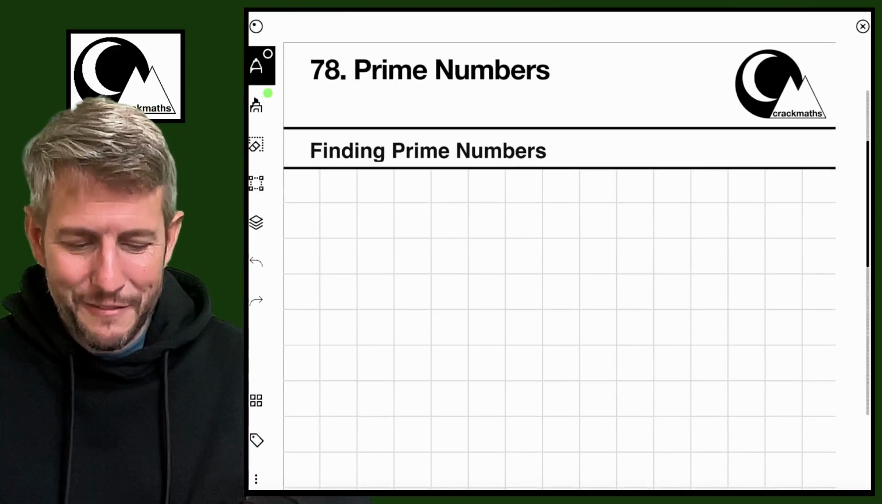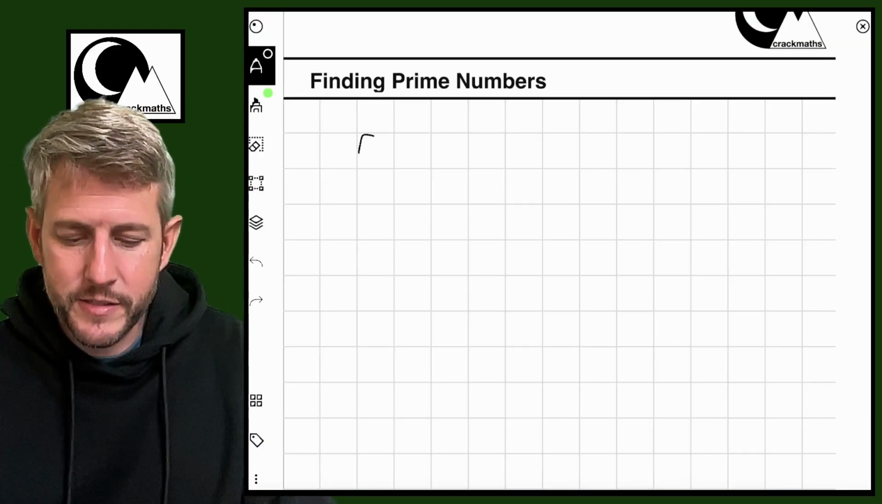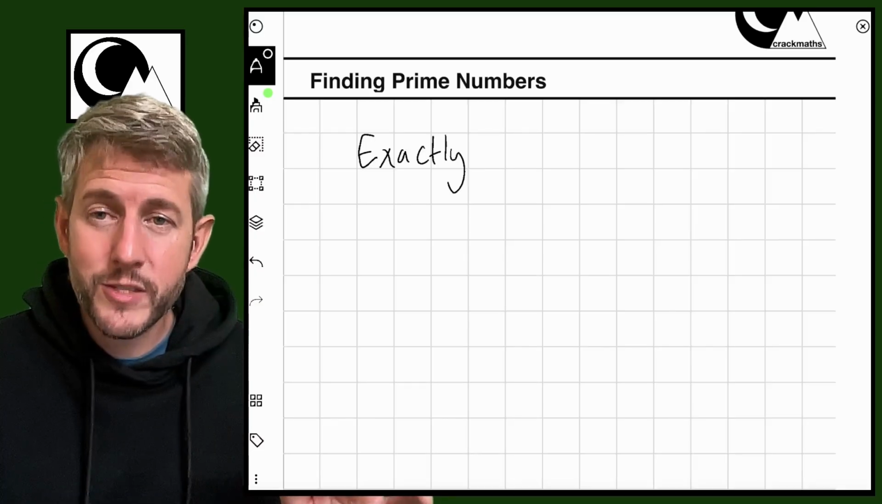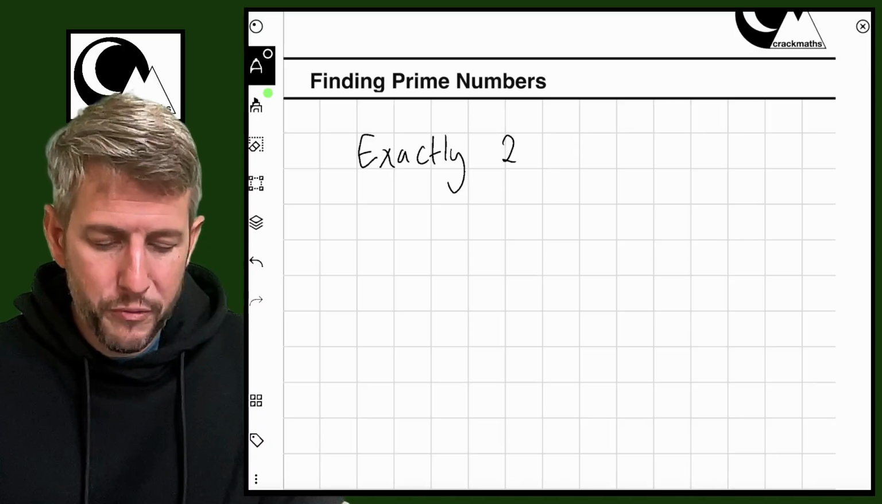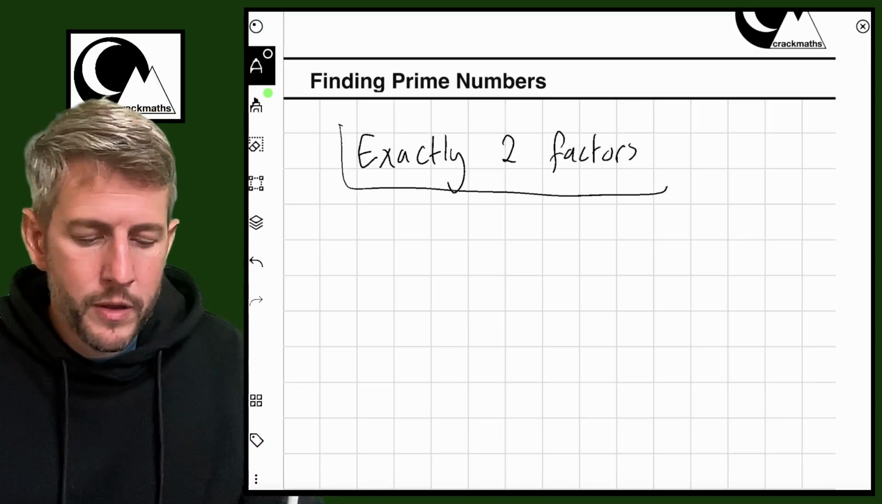The first thing that we need to do with prime numbers is find out what they are, and then think about how we find them. So prime numbers are numbers which have exactly 2 factors. Okay, this is very key. If a number has more than 2 factors, it's not prime. If a number has less than 2 factors, it's also not prime. So exactly 2 factors is what a prime number has.